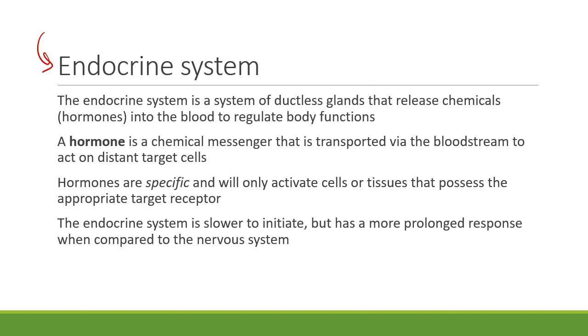So it is a system of ductless glands that release chemicals that are hormones into the bloodstream to regulate some body functions. That's different from exocrine. Exocrine glands have little ducts. So here's the gland, here's the duct. Substances get put into the duct and then sent through that duct to wherever it needs to go. Mammary glands, sweat glands are examples of exocrine glands. We're going to be talking about endocrine. They do not have those ducts.